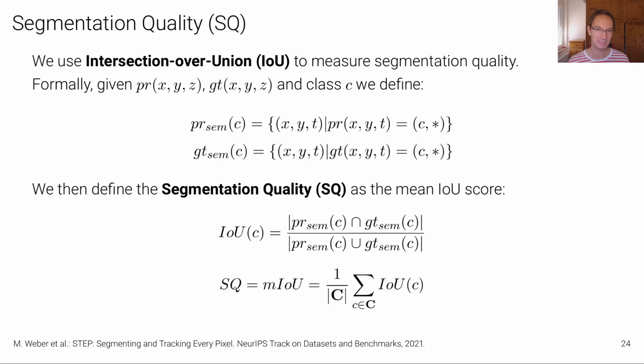The next part, the second part of the metric, is the segmentation quality SQ. For segmentation quality, we use the standard intersection over union criterion to measure segmentation quality. Formally, given the prediction at (x, y, t) and the ground truth at (x, y, t) and the class C, we define these sets here. And this is similar to before, but now we have fixed the class C and we consider all the track IDs here. That's why we have a star here, because this is about segmentation. And then we define the segmentation quality as the mean IoU, which is formally denoted here, 1 over the number of classes and the sum over the IoU for that particular class, where the IoU is simply the intersection over the union of the prediction with respect to the ground truth for that semantic class.